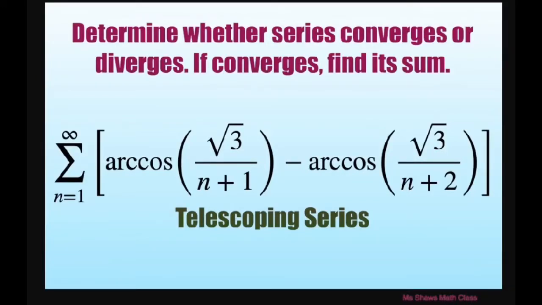Everyone, we're going to determine whether our series converges or diverges. If it converges, we're going to find the sum. So this is a telescoping series, and we're going to set it up as the sum equals the limit as n approaches infinity of s sub n equals, and let's put that down here because it's going to be a little long.